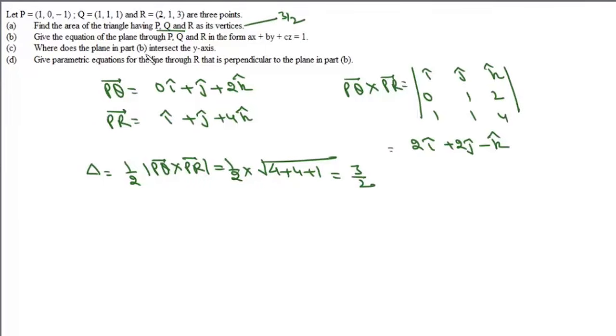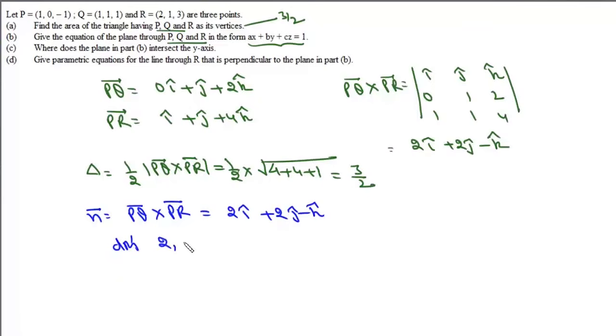Now this second part is, give the equation of plane through PQR in the form of ax plus by plus cz equals 1. Now, normal to this plane is given by PQ cross PR, and this we have already worked out. So it will be 2i plus 2j minus k. So direction ratios of normal are 2, 2 and minus 1. Now once we have direction ratios and we can take any one point, we can write equation of this plane as 2 into x minus 1 plus 2 into y minus 0 minus 1 into z plus 1 equals 0.